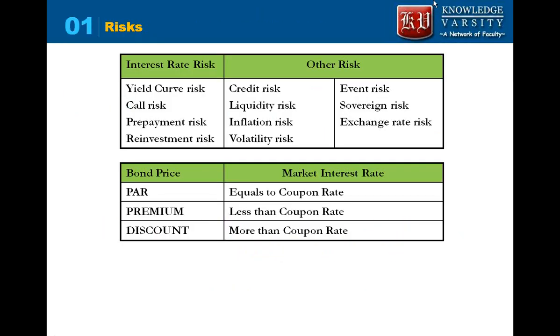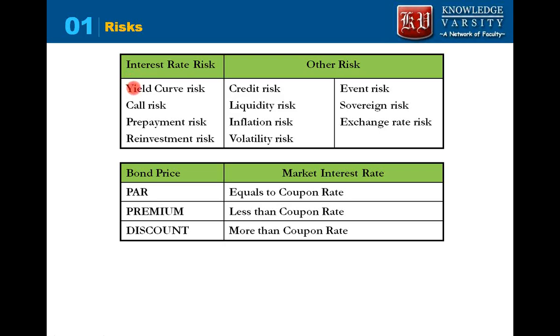Okay. So let's see what are the various types of risk that a bond investor is exposed to. The risks present in the bond can be divided into two parts. One is the interest rate risk. Most of the risk coming from investment in bonds is due to the interest rate, and then the other risk. So in interest rate risk, what are the risks?